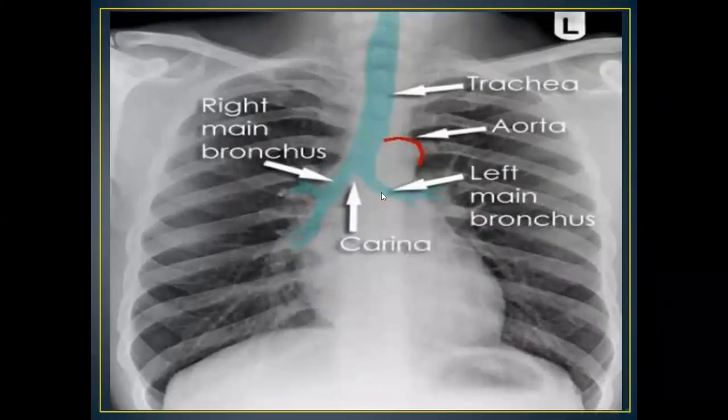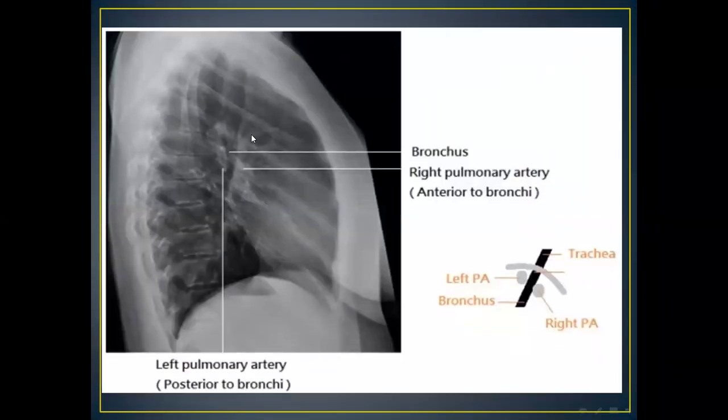This is a frontal chest X-ray showing the trachea, the right main bronchus, the left main bronchus, and this is the carina. On lateral chest X-ray, this is the trachea, and this is the bronchus, bounded anteriorly by the right pulmonary artery anterior to the bronchus, and the left pulmonary artery posterior to the bronchus.